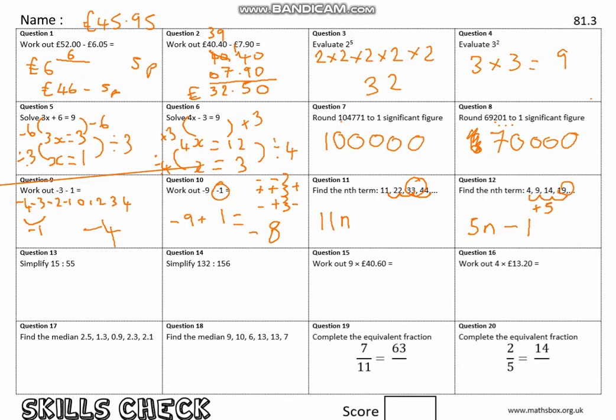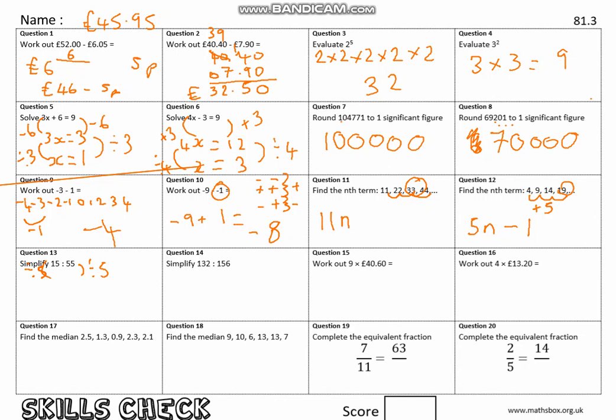So it says simplify 15 to 55. Now this is a ratio, but ratios work in exactly the same way that fractions do. So we've just got to find a number, preferably the highest number, that goes into both of these. So what goes into 15 and 55? Well, the number 5 does. So let's divide both sides by 5.